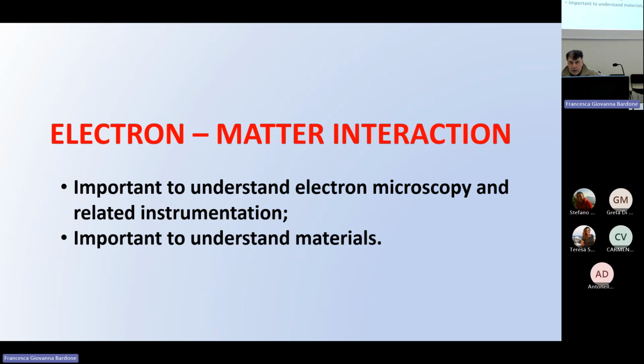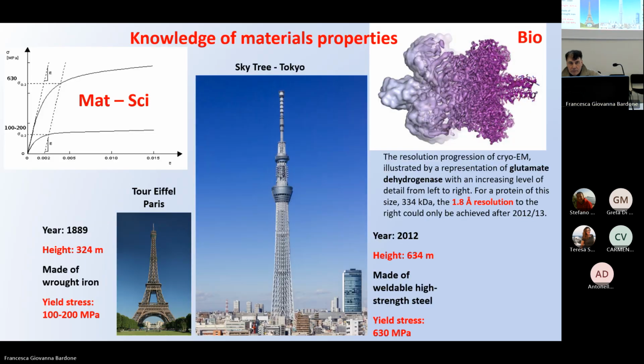Okay, let's go into much more detail about what happens when electrons interact with matter and how we can get information from the material. But before going into detail, I would like to show you some examples.